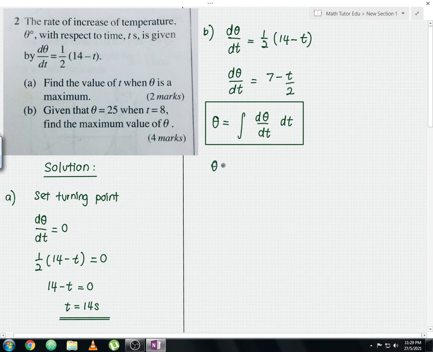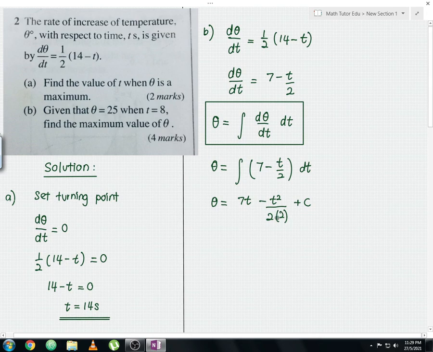So from here, theta is equals to the integral of 7 minus t over 2 with respect to dt. Okay, let us perform the integration over here. So from here you should get theta is equals to 7t minus t square over 2, and then you times with 2 again, and then you plus with c. Why times with 2? You should remember, guys, 1 over 2, there is a constant over here 2, so that's why you need to times with 2 over here.